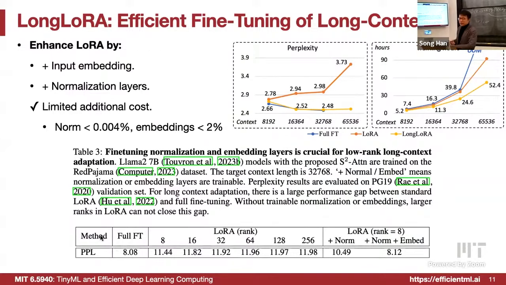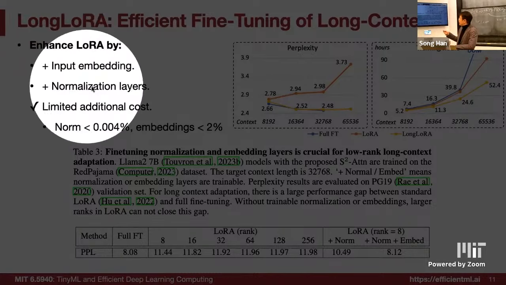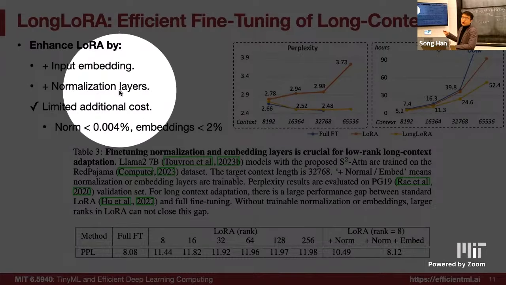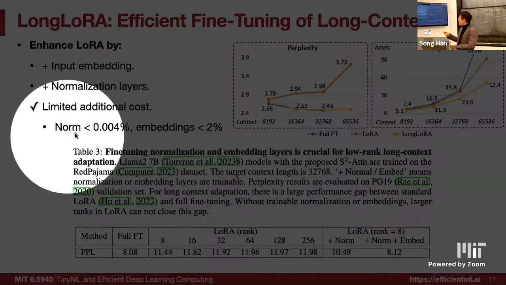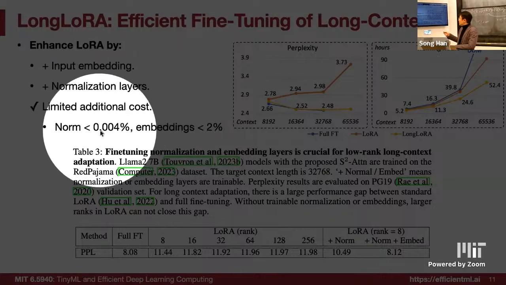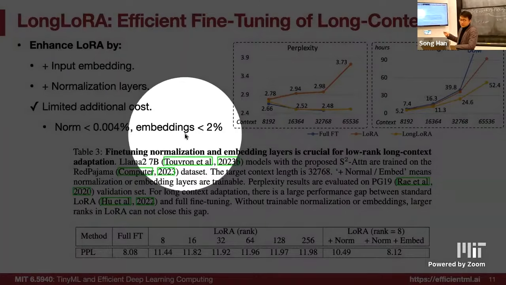And then let's see how the enhanced LoRA works. We also tune the input embedding and also tune the normalization layer. These 2 are very cheap to tune. For example, the normalization layer has very few parameters. We have very limited additional cost. Normalization layer is 0.004%, embedding is 2%.